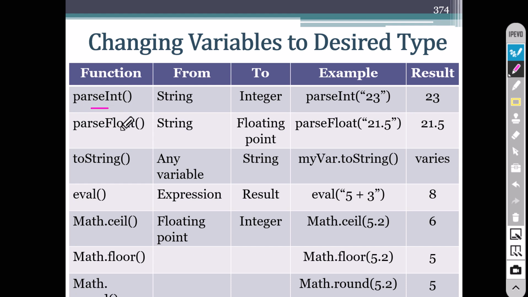Then we'll look at changing variables to desired types. Parse int and parse float change a string to an integer and a floating point. Any variable can be converted to a string using some variable dot toString. Then we'll look at eval. If you want some computation within the double quotes, in this case 5 plus 3, it will give you the addition of it, which is 8.